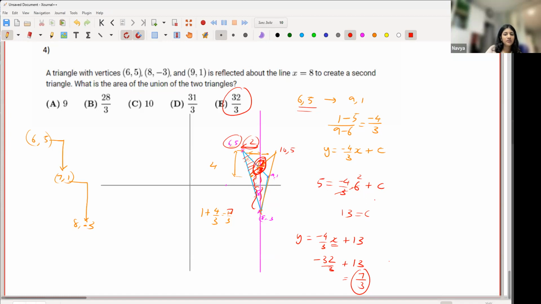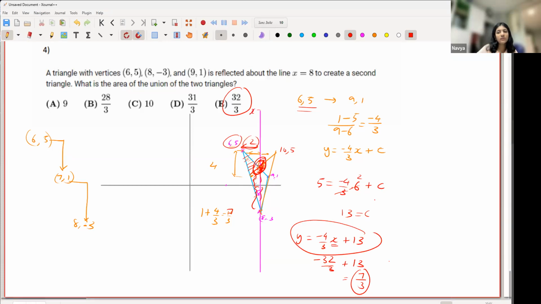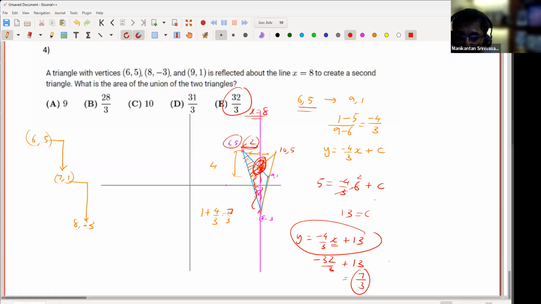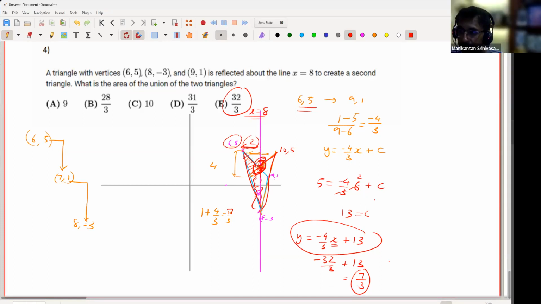But how do you get minus 32 by 3? In this equation, I'm just putting x equal to 8, just to arrive at the point where it cuts the reflection axis, not the y-axis. They've asked for the area of the union of the 2 triangles. The area of the union is the entire big triangle. Union is not the sum, because there is an overlap area. So the outer profile is what we need.